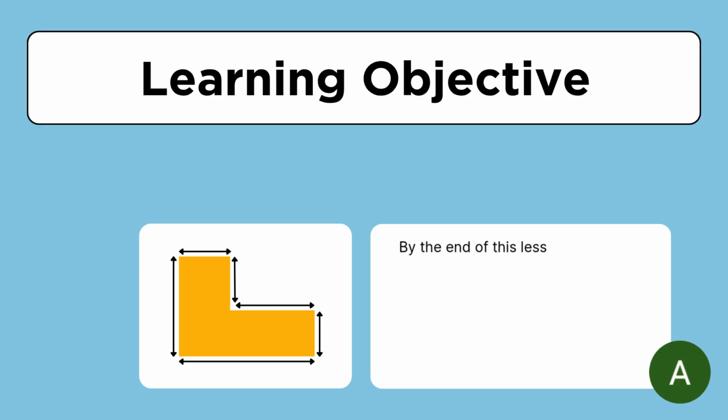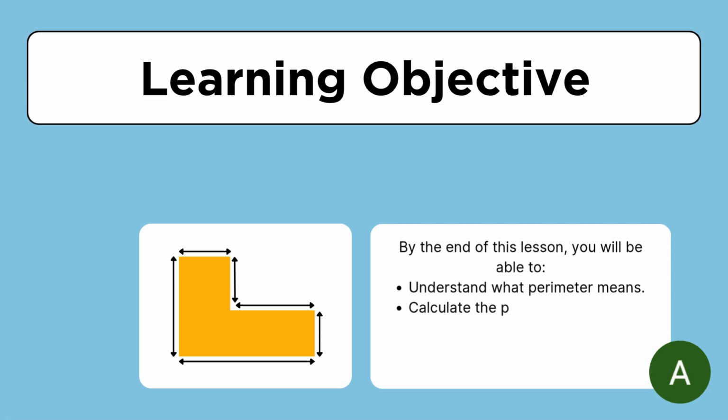All right, my little learners. So before we start exploring what perimeter is, let's take a look at what we are going to learn in today's lesson. By the end of this lesson, you will be able to understand what perimeter means. That's the distance around a shape. Calculate the perimeter of simple shapes like squares, rectangles, and triangles. And finally, solve some real life examples using perimeter. Things like measuring your garden or decorating a picture frame. By the end of the lesson, you will be a perimeter pro. Are you all ready to begin? So let's go.